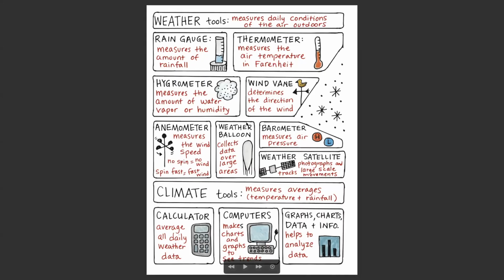The next thing is the weather balloon. So weather balloons can collect all sorts of data. And it can do it over an entire region or an entire county, just larger areas, right? And then you have barometers. Now barometers measure air pressure, and we kind of talked about air pressure before, right? High and low pressure.